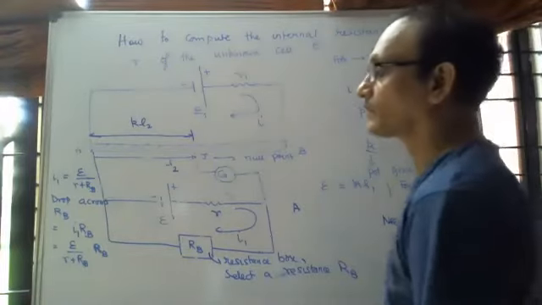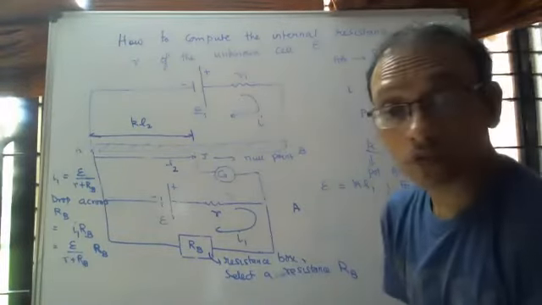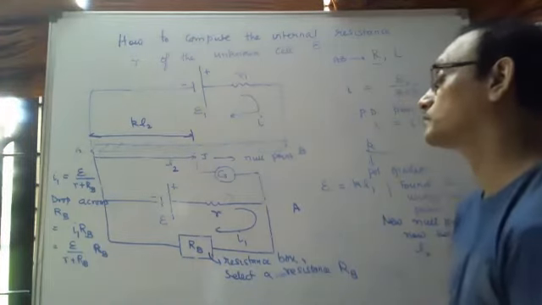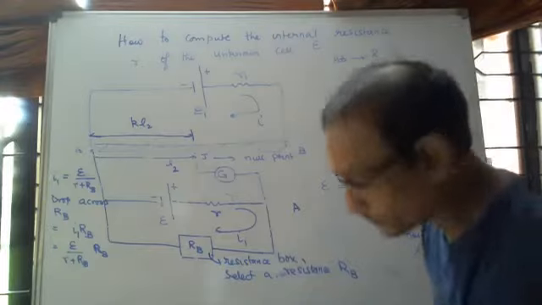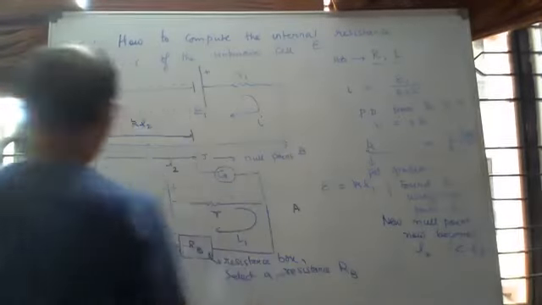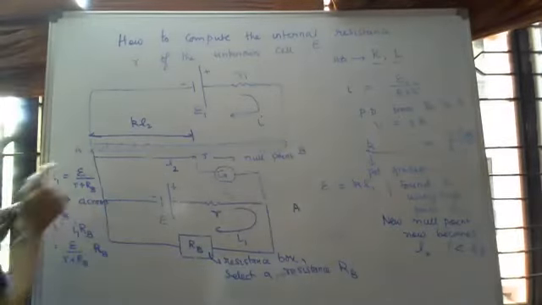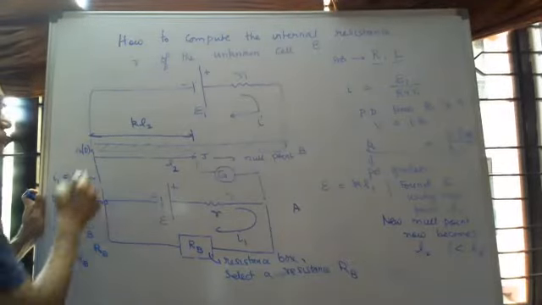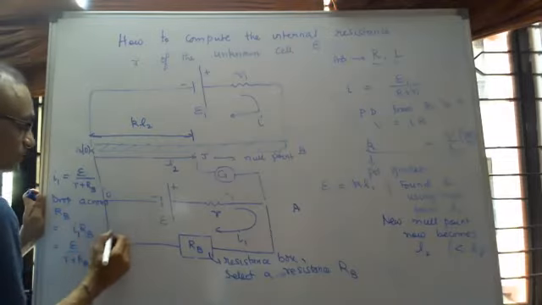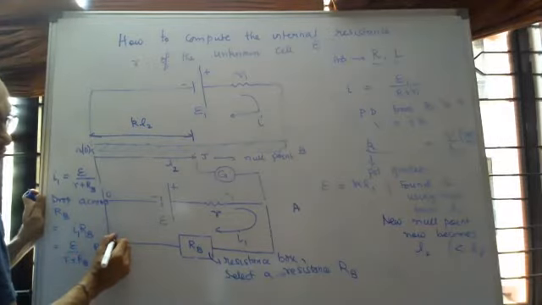Now realize that all of this is the null point. Suppose this was 0 volts. So all of this will be 0 volts.